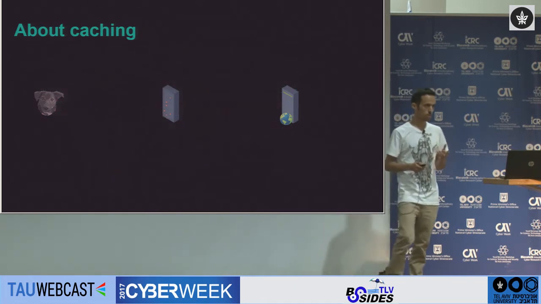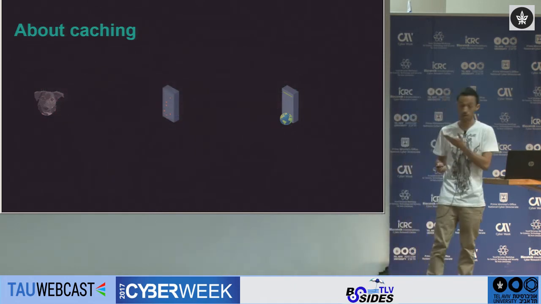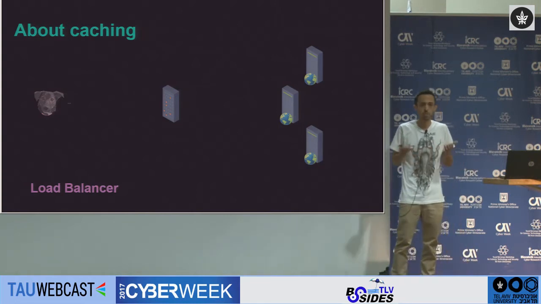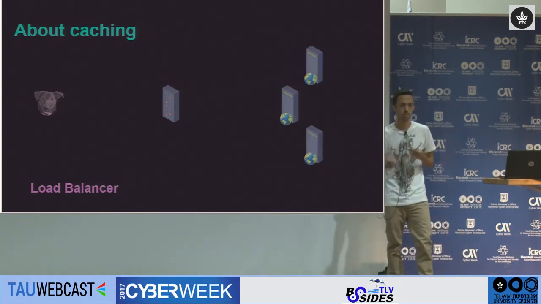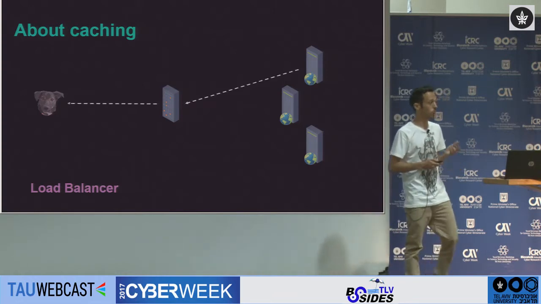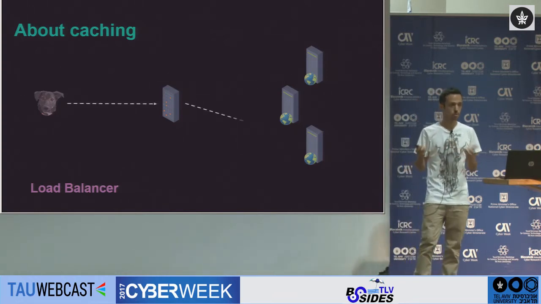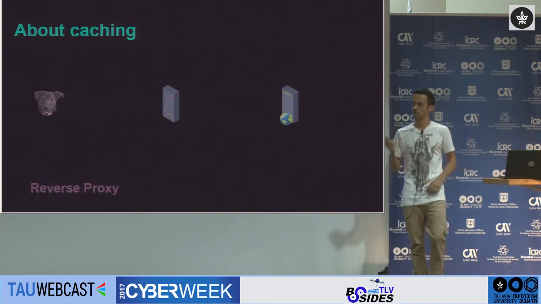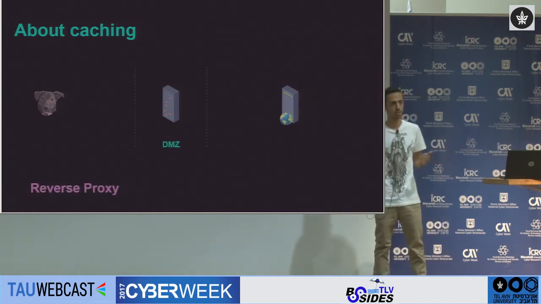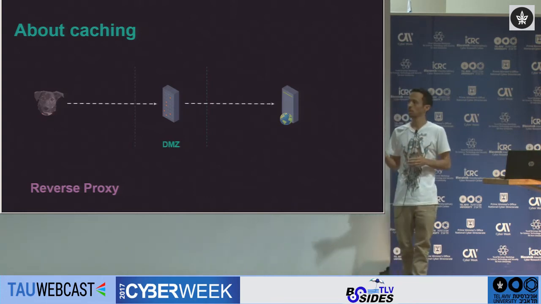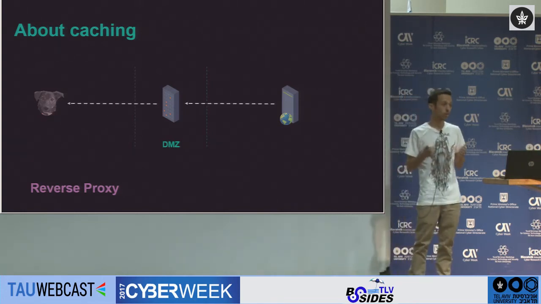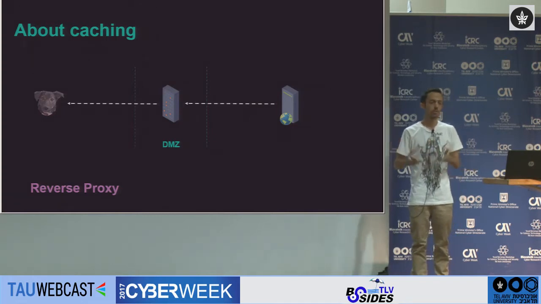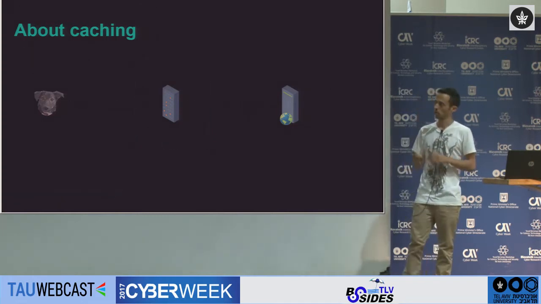Now another form of caching mechanism is a load balancer. A load balancer, its main purpose, we all know, is to balance the traffic between more than one server. But it can also cache some of the application's content. And one last example is simply a reverse proxy, okay? Just the front end of the application, which can also cache the content that is sent from the web server to the user. Okay, so we all know about this.